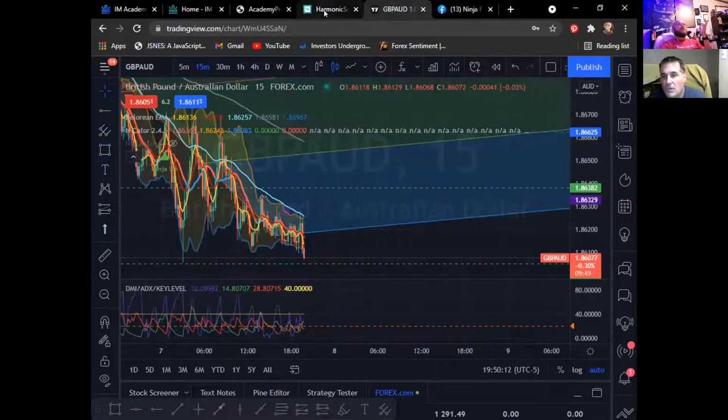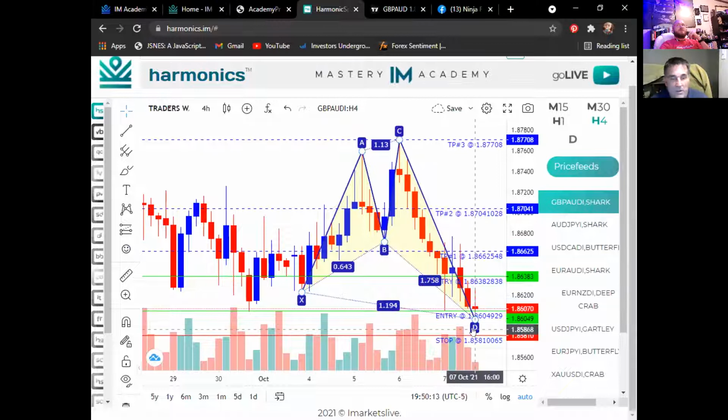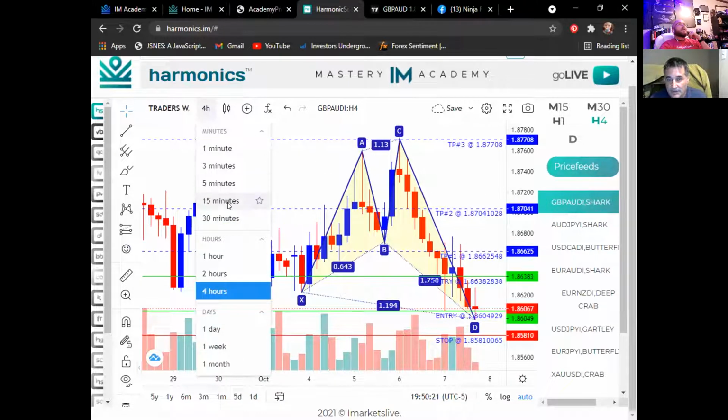I guarantee you the D has moved on the harmonic scanner. Yeah, look, the D is moving. It's not even in the same place anymore. I notice that does happen sometimes, a lot actually.